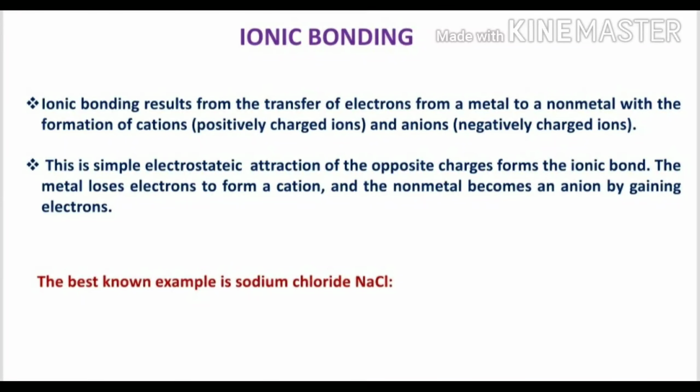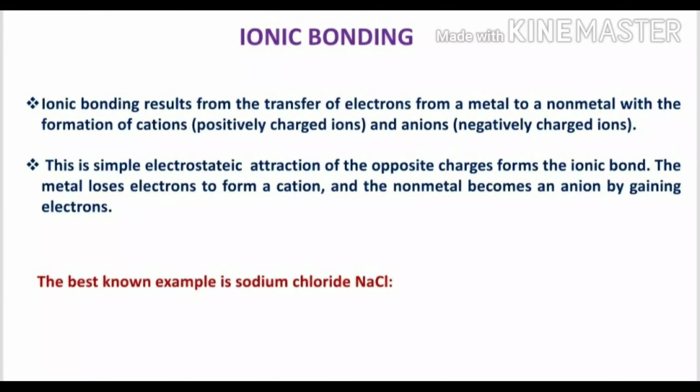Ionic bonding is actually a transfer of electrons. Ionic bonding results from the transfer of electrons from a metal to a non-metal with the formation of cations, positively charged ions, and anions, negatively charged ions. So it's a transfer of electrons. The electron is transferred from one species to another species to make the ionic bond. Actually, this is a simple electrostatic attraction of the opposite charges that forms the ionic bond. The metal loses electrons to form a cation and the non-metal becomes an anion by gaining electrons.